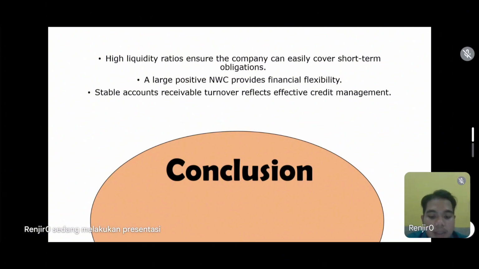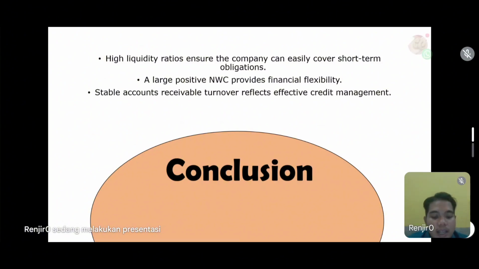For the conclusions: a high liquidity ratio ensures the company can easily cover short-term obligations. A large positive NWC provides financial flexibility. Stable accounts receivable turnover reflects effective credit management. In conclusion, MTech demonstrates strong current assets management. Strong liquidity equips the company to face financial challenges, and stable receivables management helps maintain cash flow even as receivable amounts increase.